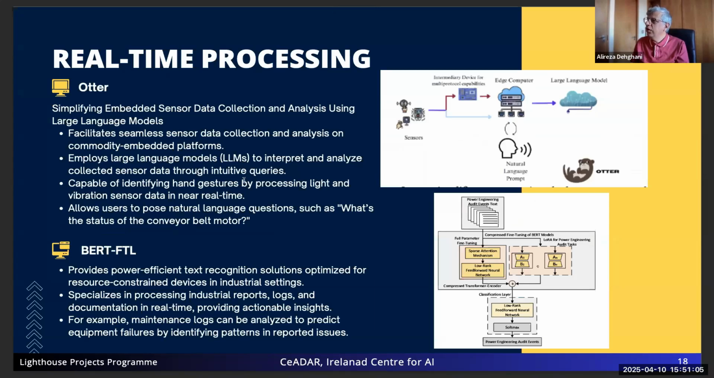Okay, so let's have a look at some real-time processing opportunities. Otter is another one. What does it do? Otter is a system that uses LLMs like ChatGPT to understand data from sensors, the kind you find in machines, factories, or wearable tech. So you have a scenario with a lot of sensors and a lot of data. Otter can help you collect all that data and lets people ask natural language questions.